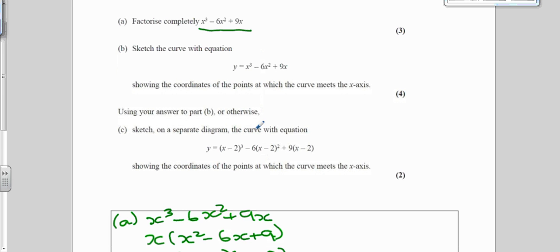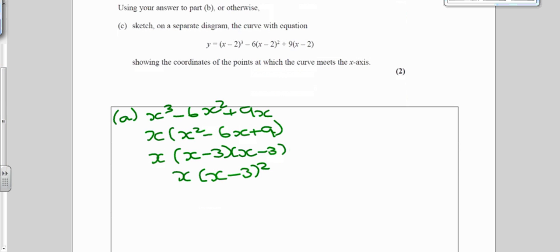So on to part B, where I'm asked to sketch the graph of the same equation, showing the coordinates where the curve meets the x-axis. So the first thing I have to do is draw my axes. So these are the roots of the equation.